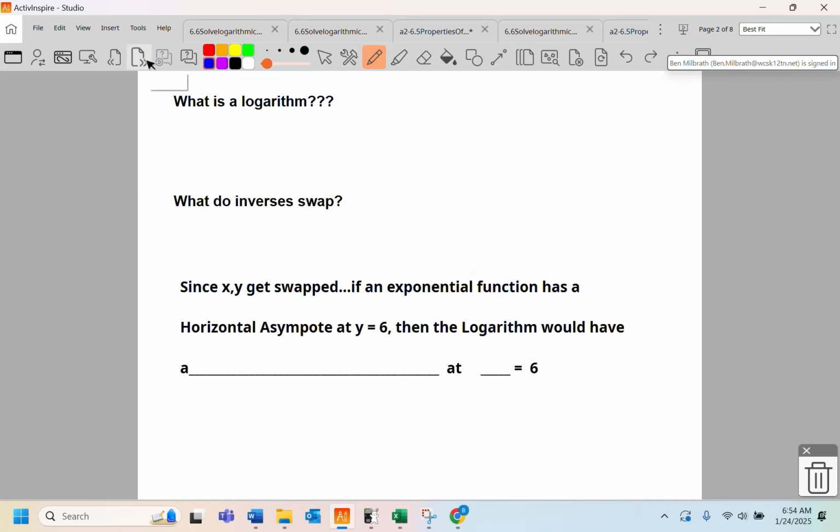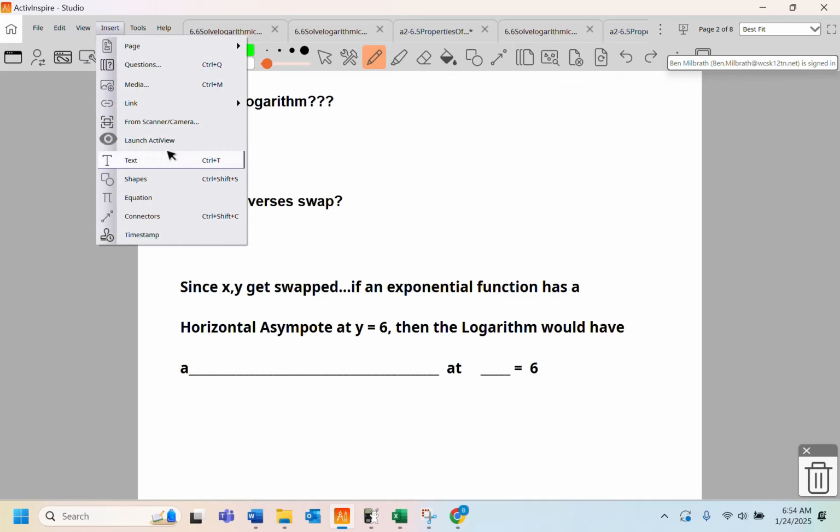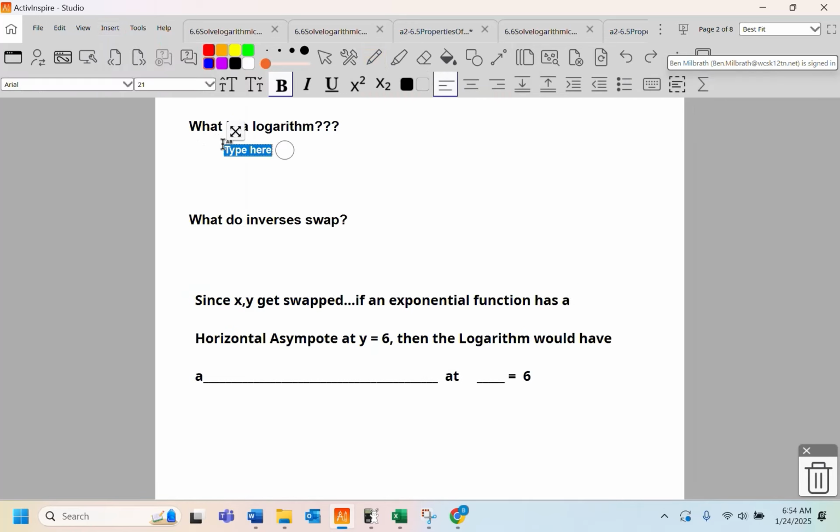All right, so what is a logarithm? A logarithm is the inverse of an exponential function. That is the actual definition of a logarithm. It is the inverse of an exponential.